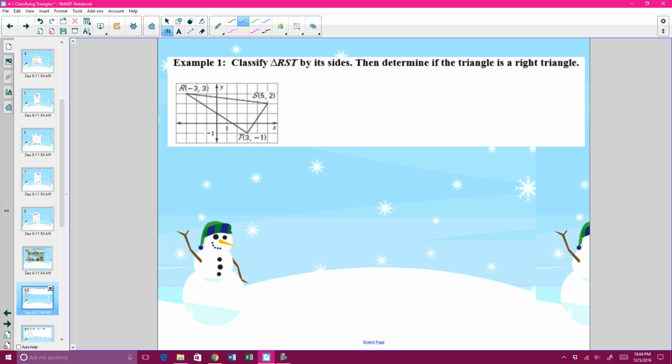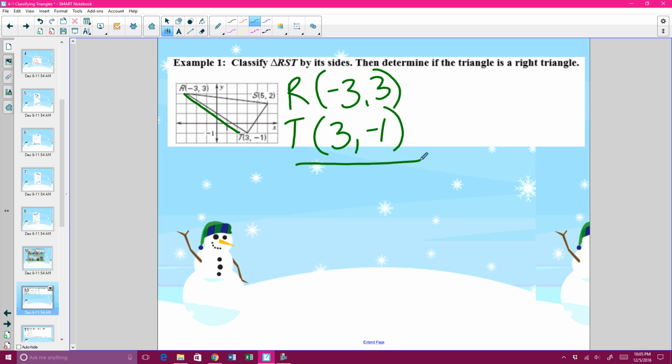Alright, so the first thing we're going to do is classify this triangle by its sides and then determine if it is a right triangle. So first let's classify it by its sides. It is on the coordinate plane, so I should use the distance formula to find the length of each side. So first let's find the length of R to T. The distance, I'm going to subtract, square them, add them, and take the square root.